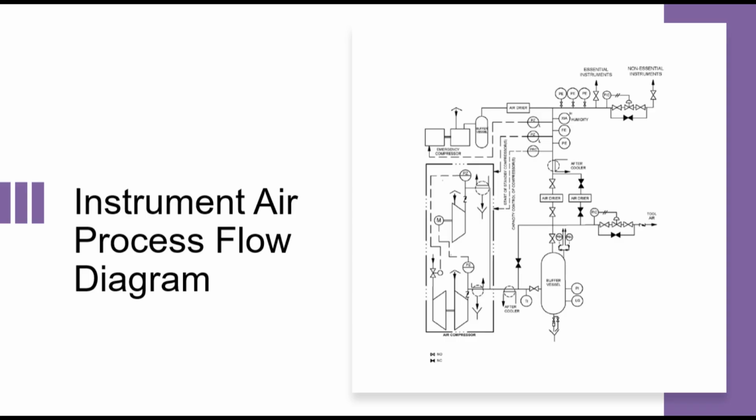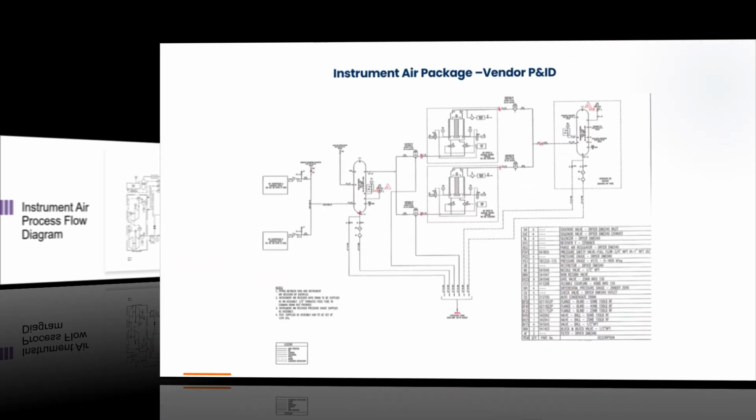As we are nearing the end of this training, let's go through the vendor process flow diagram for the instrument air package. The diagram also shows the plant air being taken upstream of the air dryer. Sometimes, the compressor can be part of a nitrogen package, where instrument air is passed via a PSA unit to remove oxygen from instrument air. Nitrogen package details will be covered in future trainings. Engineers must develop the interface of the vendor package with the rest of the plant.